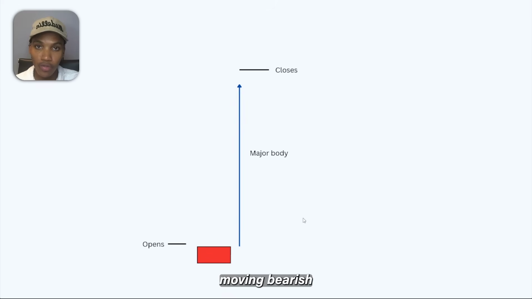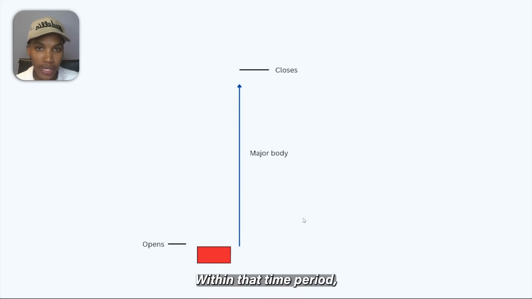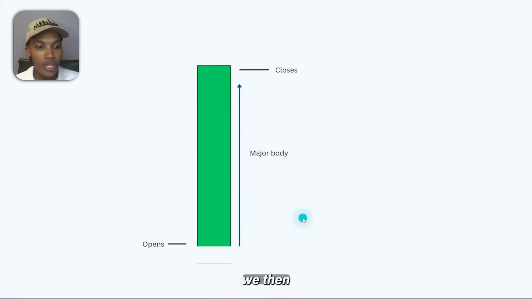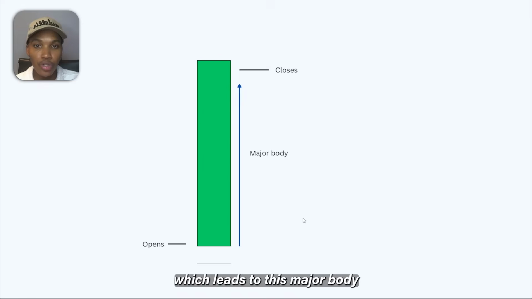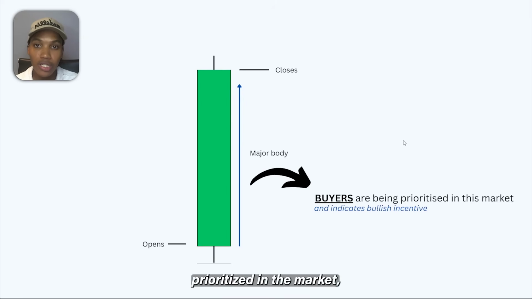It then starts moving bearish, where price is now making the extreme low within that time period. We then finally have our distribution, which leads to this major body, and then lastly, coming to the closing hour of that candlestick, we finally exhaust and leave wicks on either side. Understanding that the wicks represent the extreme points of that time period, the high and the low, buyers are simply being prioritized in the market, which gives you bullish incentive.